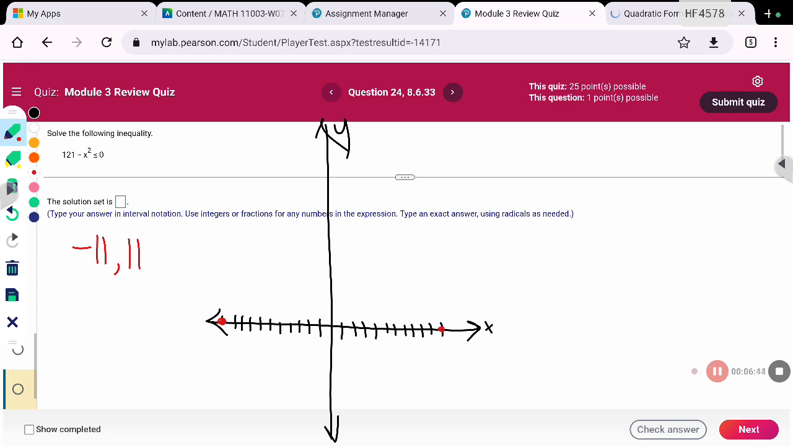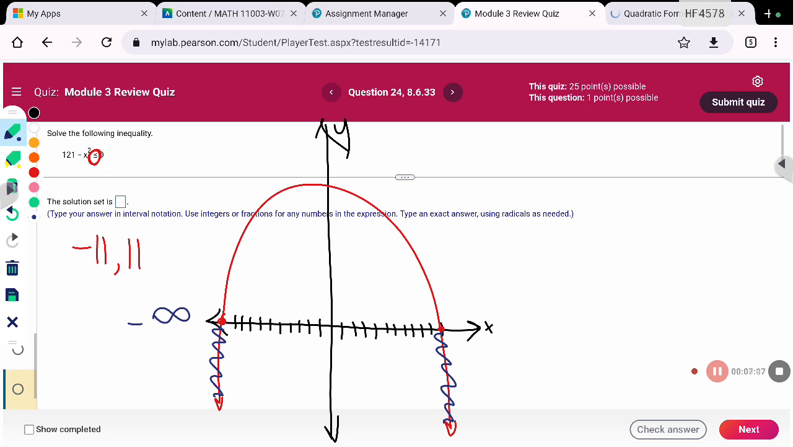Now look at the x squared. This time it is negative, which means this parabola actually opens upside down, and it wants to know where it is less than or equal to 0. Less than is below. So we are talking about those two intervals. Again, coming in from negative infinity to positive infinity.